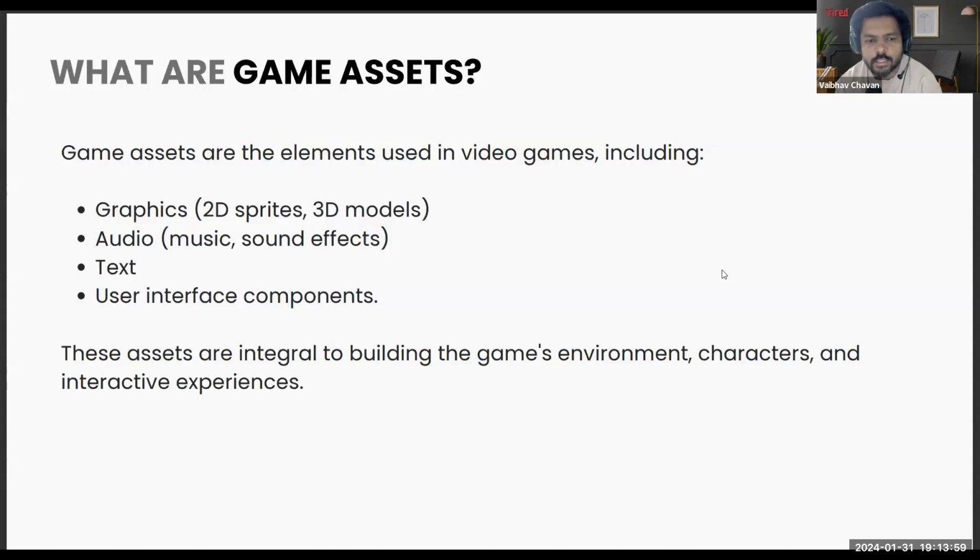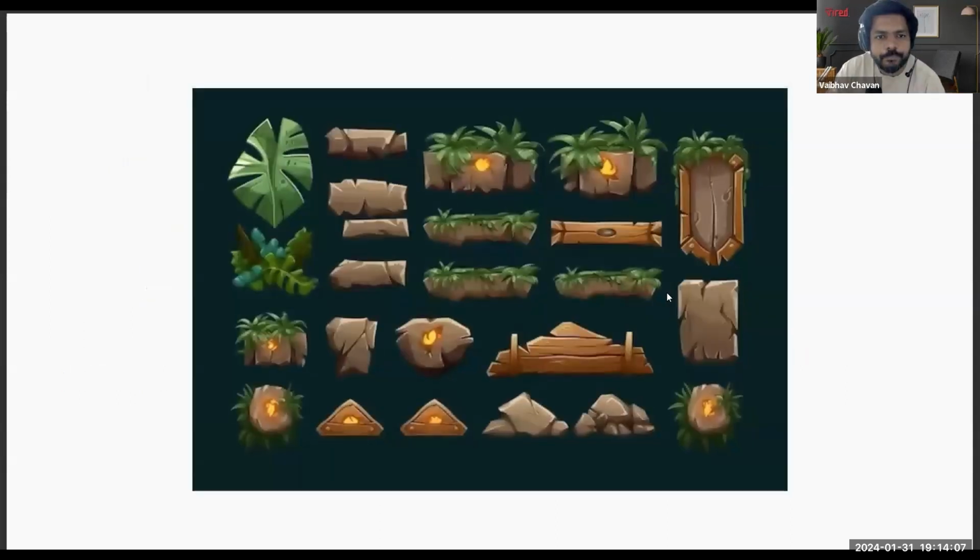These assets are integral to building the game's environment, characters, and the overall interactive experience that you see in the game. Now, these are a few examples of game assets. This is a simple sheet of 2D game assets. We call it a sprite sheet. There are different names that people use throughout the industry globally. Some people call it an atlas of images, some people call it a sprite sheet.